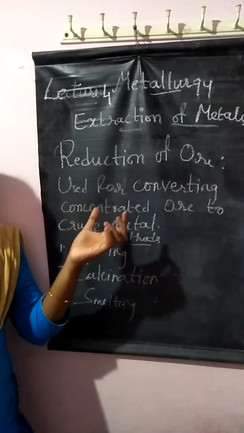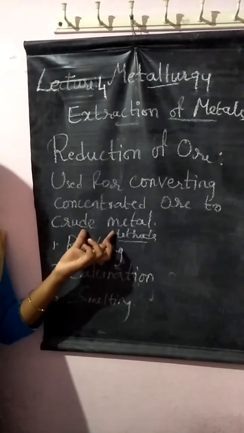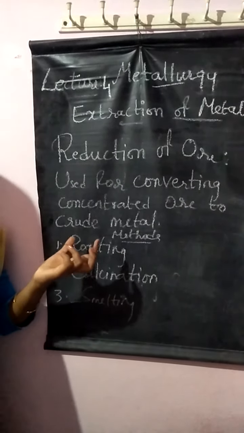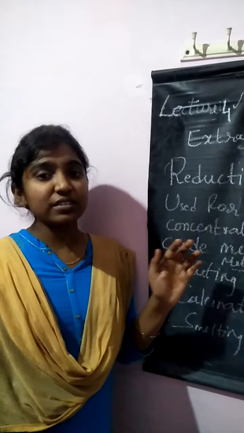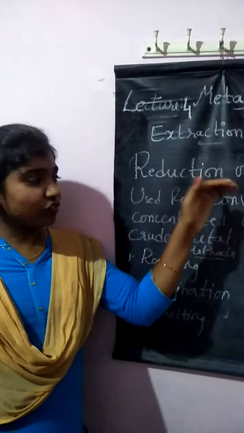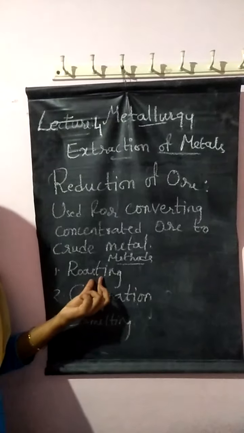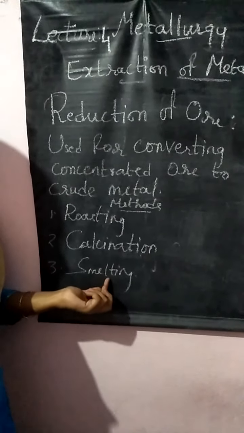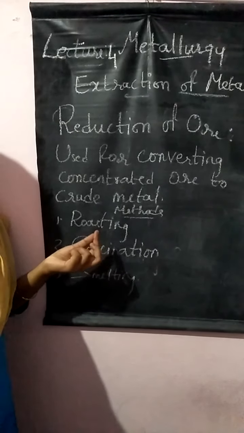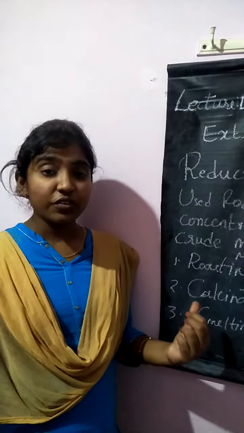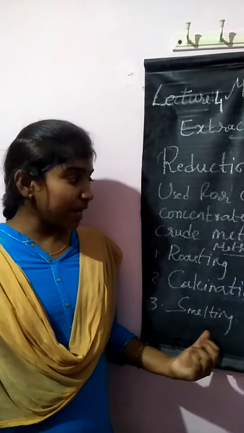So reduction of ore is converting the concentrated ore into crude metal, which is not a pure metal. Crude metal here means that the metal is around 97 to 98% pure by the process of reduction. The various methods used for the reduction of ore are roasting, calcination and smelting. Where is each technique used? For which type of ores is roasting used? For which type of ores is calcination used? And for which type of ores is smelting used?